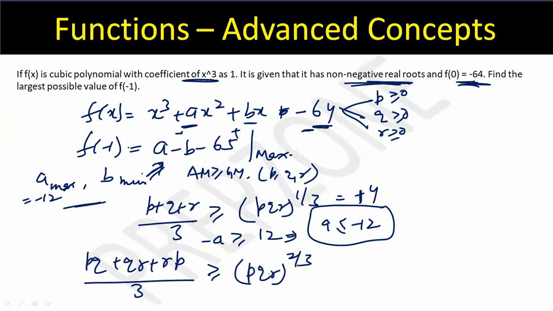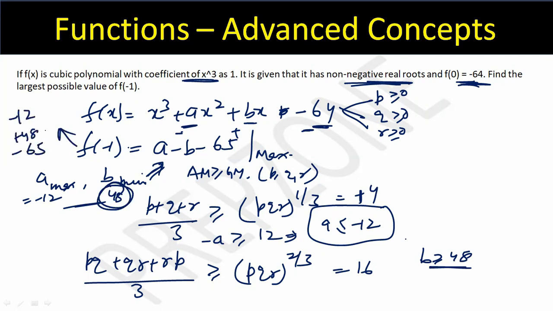PQR to the power 2 by 3, PQR is again 64, PQR to the power 1 by 3 is 4, square is 16, this is 16, PQ plus QR plus RP is nothing but B, B is greater than or equals to 48. So B is greater than or equals to 48, which means the minimum value of B is nothing but 48. So f of minus 1 maximum can be minus 12 plus 48 minus 64, this, right? And if you just solve this, I think you will get your answer.